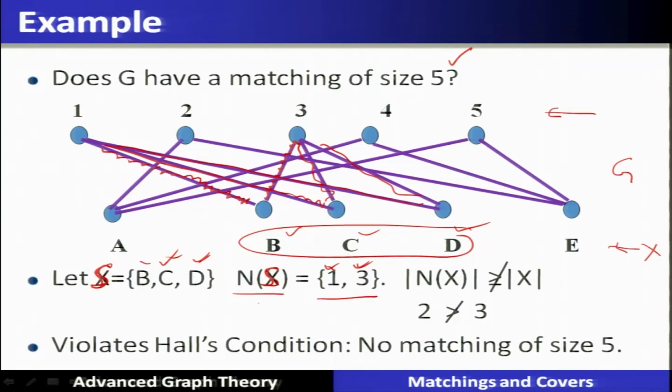So, the neighborhood of S will become 1 and 3. Its size is basically 2, and here S is of size 3. So, the neighborhood set is smaller than the subset S, hence this particular condition is violated. Hence, there is a violation of Hall's condition, and there does not exist a matching of size 5.